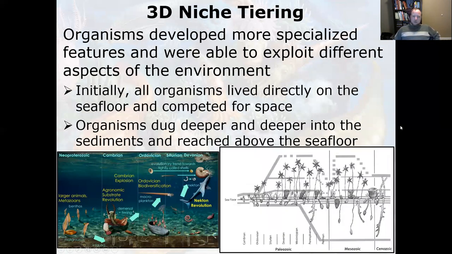Another thing that happened, so we kind of talked about this with the ducks, the ducks are at the various niches, with the flamingos being able to exploit deep, and then the oyster catchers and stuff a little bit shallower. But basically, organisms are getting more and more specialized over time. They're exploiting different parts of their environment.